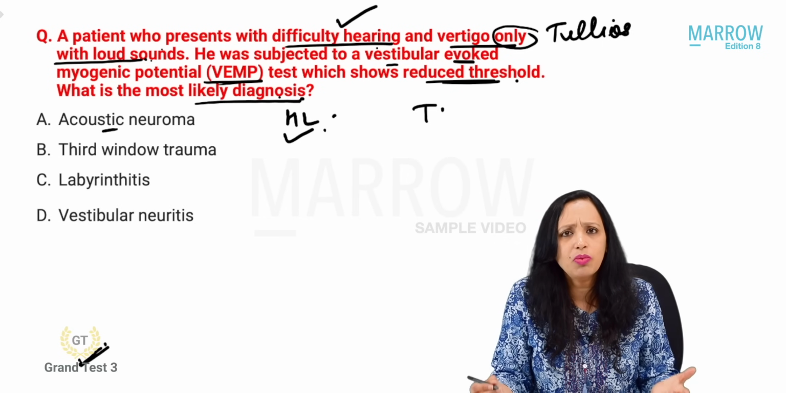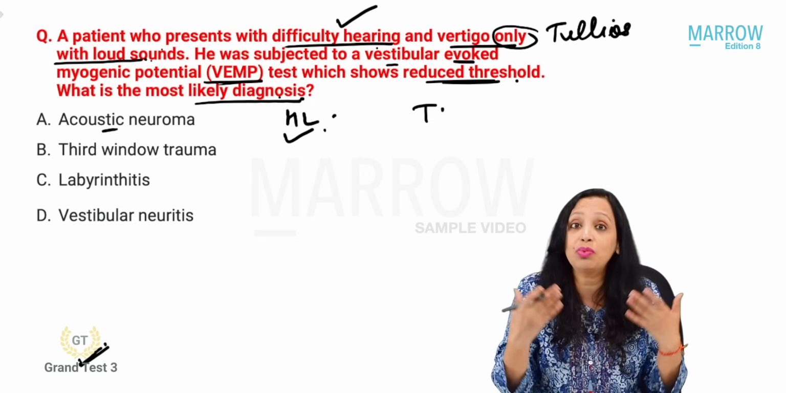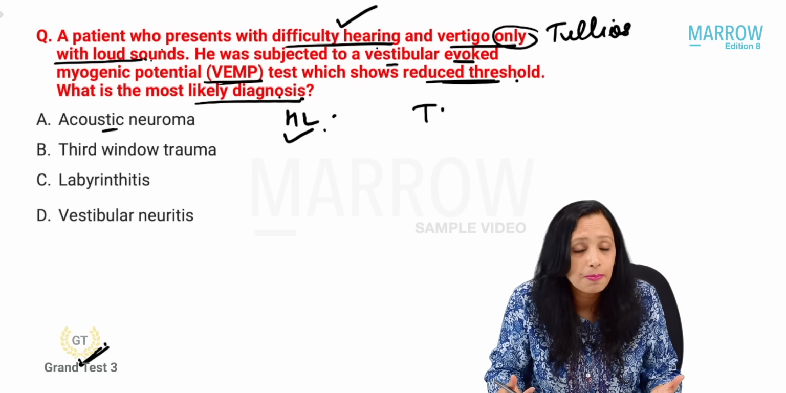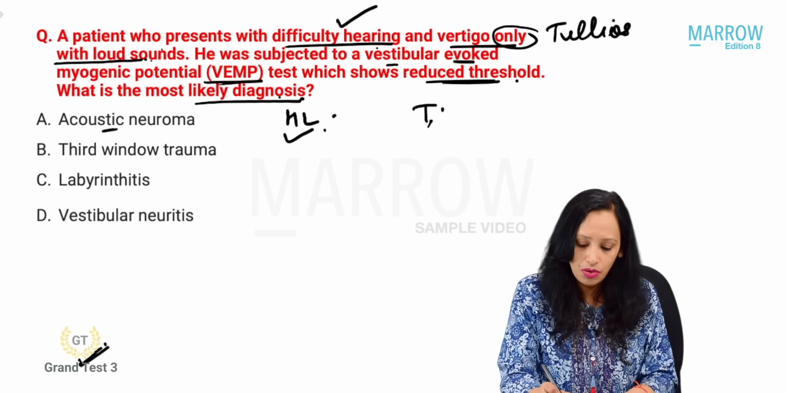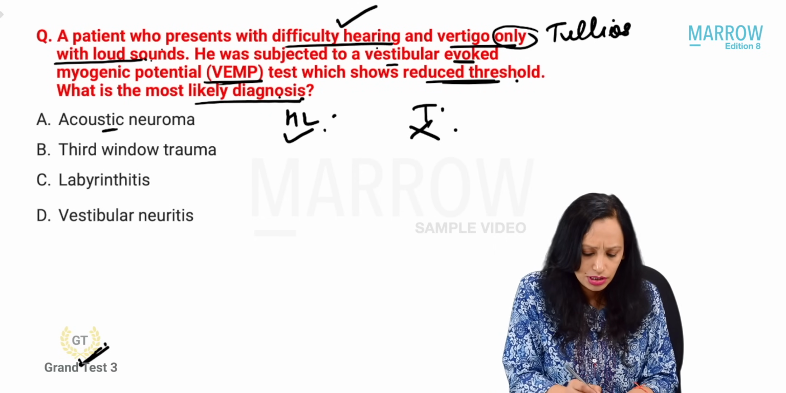In acoustic neuroma, what is the presenting feature? It is any elderly with unilateral sensorineural hearing loss. Is there any vertigo at all in acoustic neuroma? No. No. Third window trauma. Okay, let us come to this later.